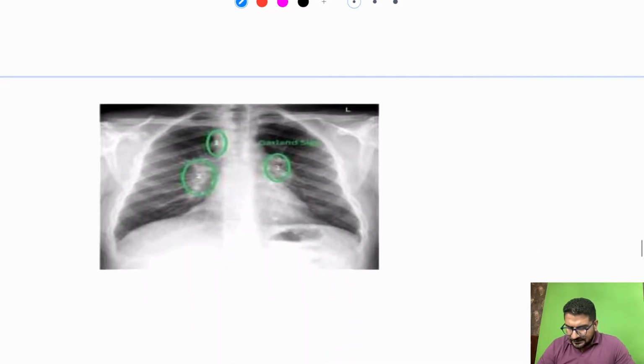So you can notice this one is right paratracheal, this is right hilar, this is left hilar. This is called Garland sign or 1 2 3 sign.